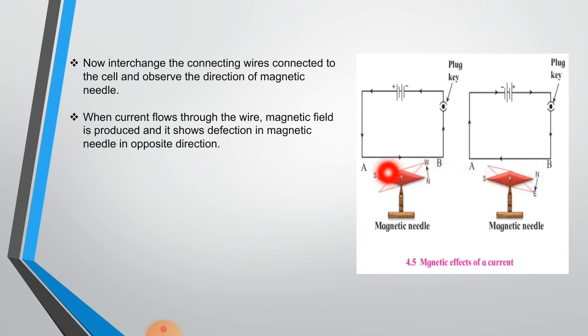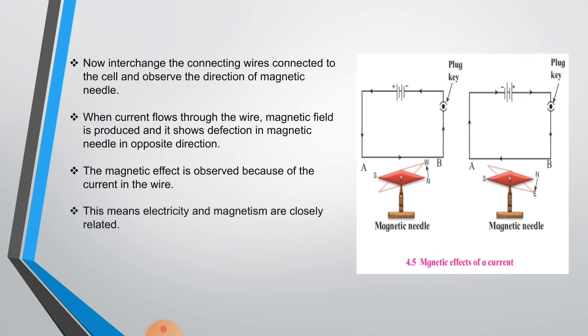Even the direction of current is also interchanged. It is directed toward point B, and here it is directed towards point A. The magnetic effect is observed because of the current in the wire. जब वायर में करंट होगा तभी तो मैग्नेटिक इफेक्ट ऑब्जर्व हो जाएगा. This means that electricity and magnetism are closely related to each other.